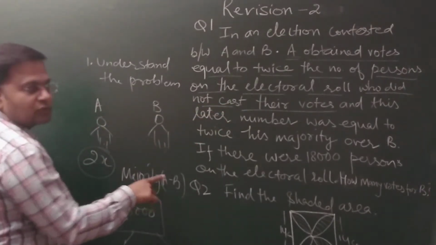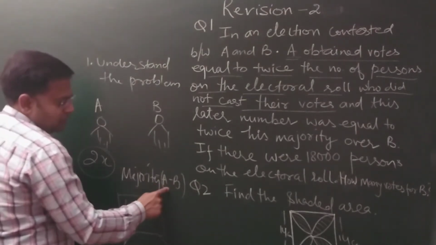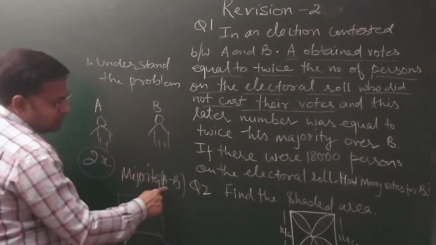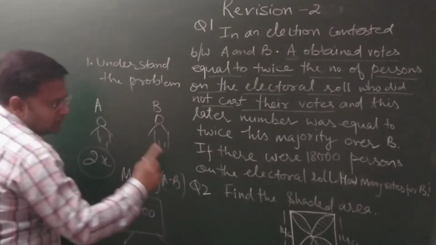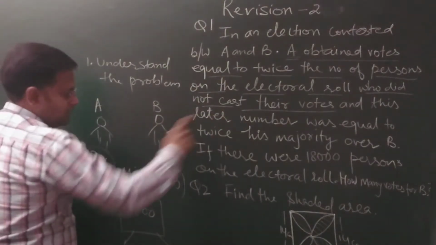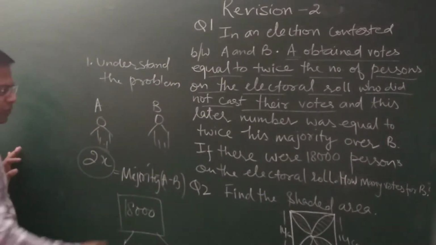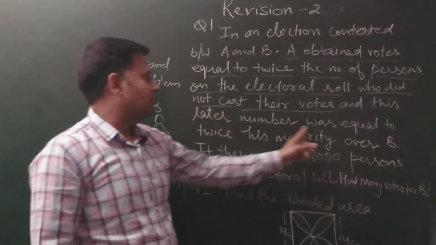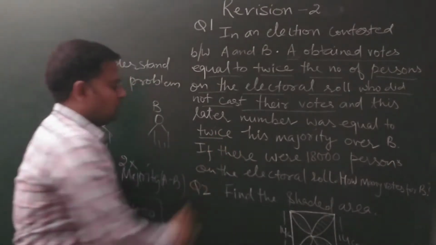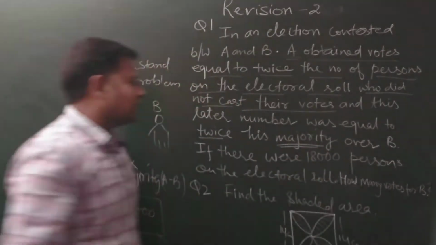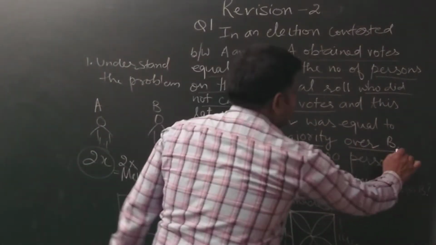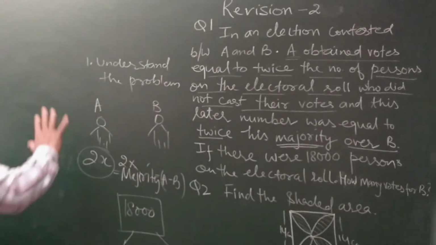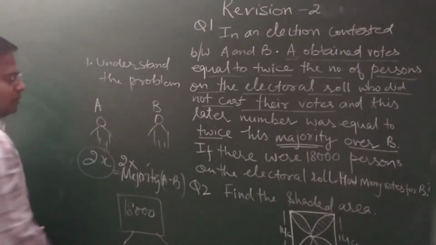So it means that A has got more votes. Majority means the number of votes A received minus the number of votes B received. That is given to you, that this number is equal to twice the majority. Majority means A minus B over B. So this is how I have thought out the problem.